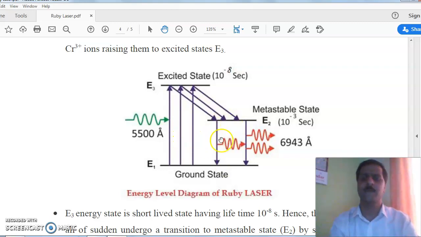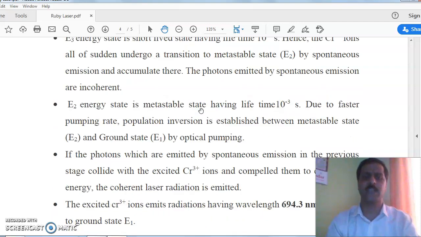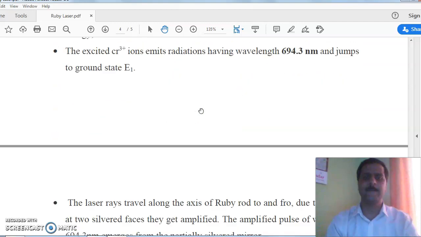Besides this, the chromium ions in the ground state also absorb blue color of light from the xenon flash and go to the E4 state. I am not showing that state here because when they go to that state and then emit radiation, these transitions are radiationless. They do not contribute to the laser transitions. Here I am showing the energy level diagram which is involved in the laser transitions. Three levels are involved in the laser transitions.